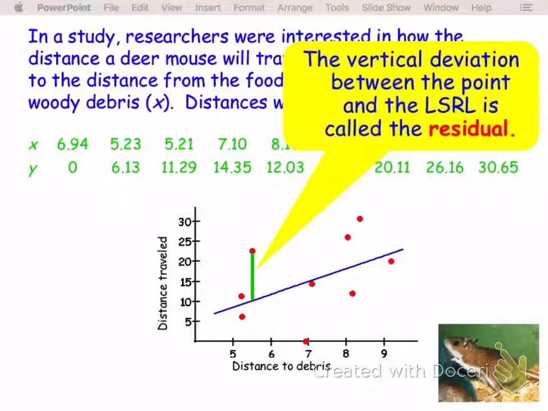It's called a residual. So that is the deviations that we calculated. We didn't have a name for them, but now we call them residuals. So that is the vertical deviation. Remember that if you are above your LSRL, it's a positive residual. And if you are below, then you have a negative residual. If you added all of the residuals together, you would end up getting 0.